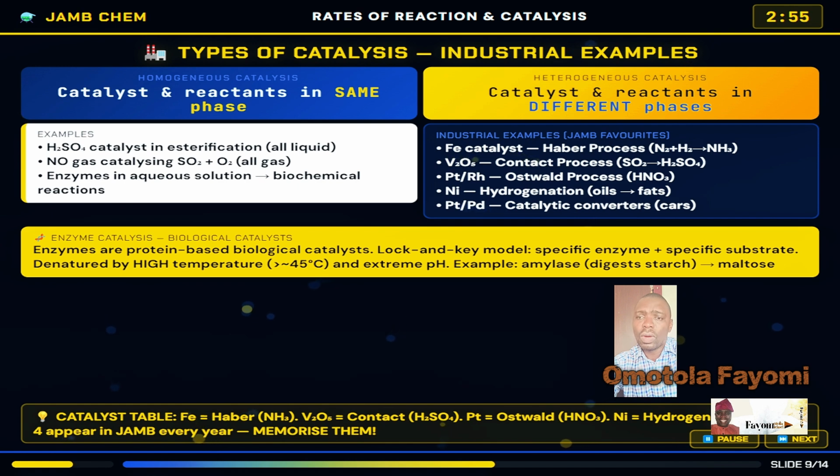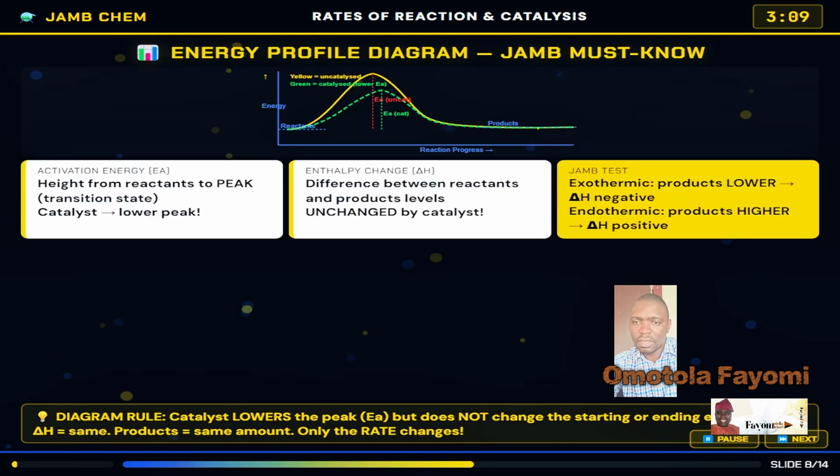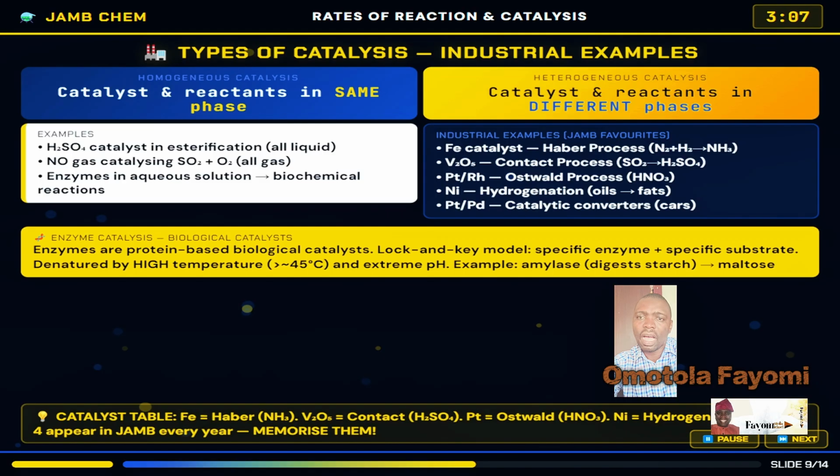For example, when sulfuric acid catalyzes esterification, the acid, the alcohol and the carboxylic acid are all in the liquid phase. Nitric oxide gas catalyzing the oxidation of sulfur dioxide in the atmosphere is another example. All gases, same phase. Enzymes in biological systems are homogeneous catalysts when dissolved in aqueous solution alongside their substrate.